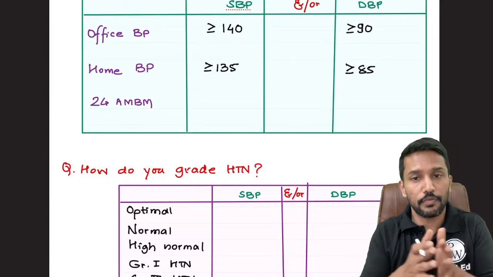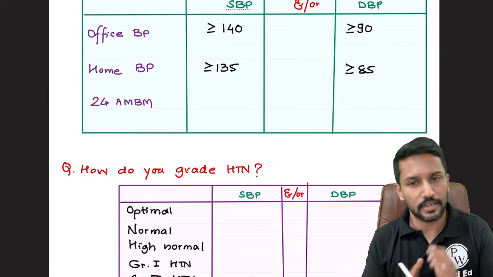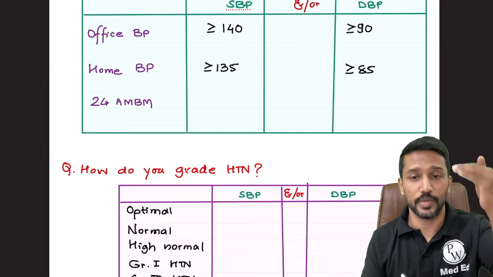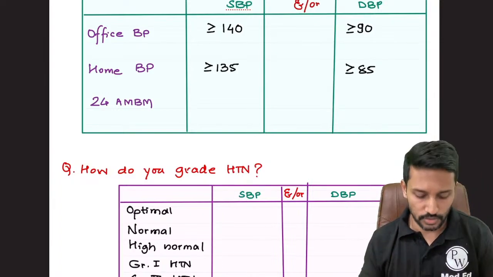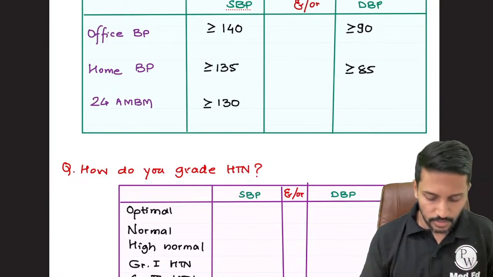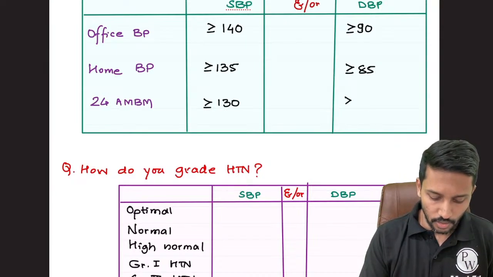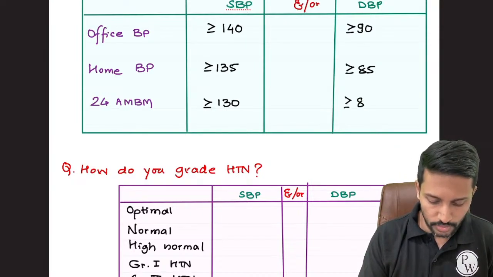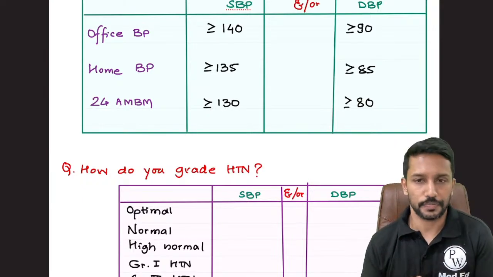But if you're doing 24-hour recording, please remember that in that 24 hours, even night is included, and in that night time, obviously BP would be significantly lower. So this mean will be lower. So the cutoff will be lower. Again, minus 5. So systolic mean more than or equal to 130 millimeters of mercury, and/or diastolic mean more than or equal to 80 millimeters of mercury, we will call it hypertension.